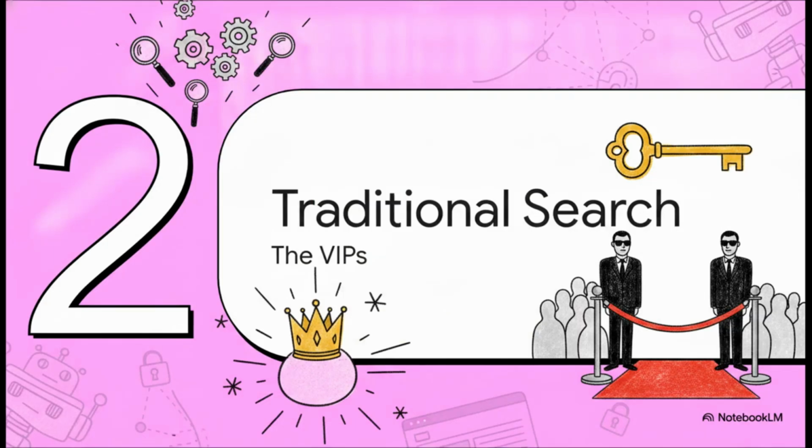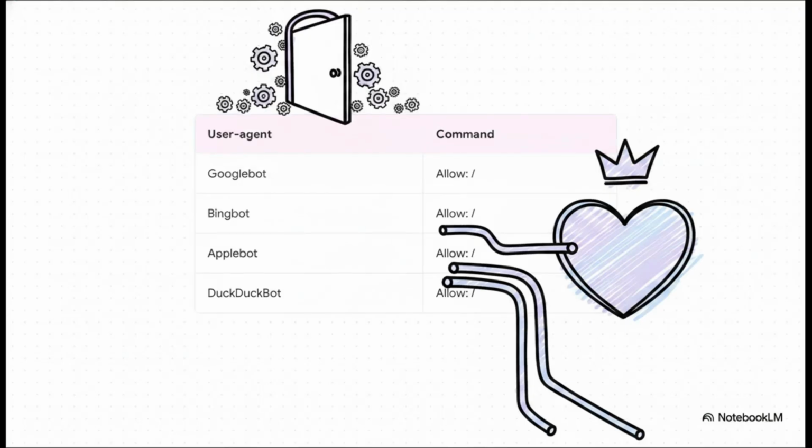Moving right along to Section 2, traditional search engines, the VIPs who always get in. Now, even though we literally just opened the door to everyone with that wildcard, the template explicitly lists legacy crawlers like Googlebot, Bingbot, Applebot, and DuckDuckBot, giving them all a specific allow command. You might be wondering, why do that if the wildcard already lets them in? Well, it's about absolute certainty. These traditional search engines are the lifeblood of most websites' visibility. By explicitly naming them, you guarantee that no matter what complex, crazy rules you add further down the file, these essential VIPs always get full access to crawl and index your pages.